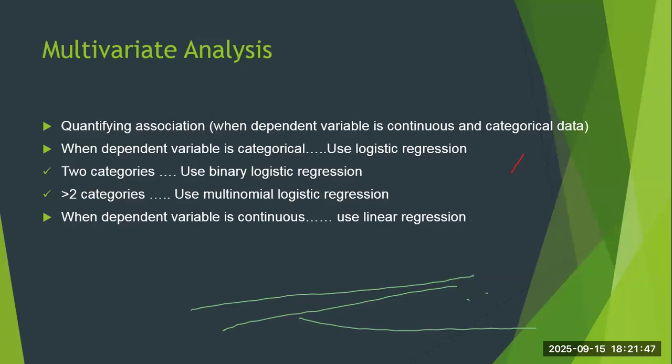Then if your dependent variable is continuous, for instance, you want to look at the predictors of liver enzymes. The liver enzymes are your dependent variable. For instance, AST, ALT, these are continuous variables. So if you want to look at factors that predict their level, you should use linear regression analysis. I don't know if that's okay.